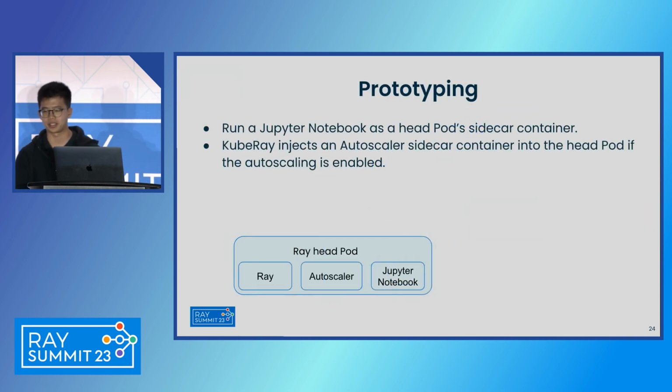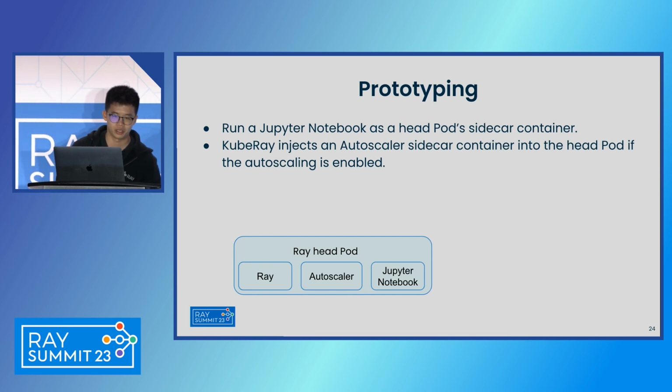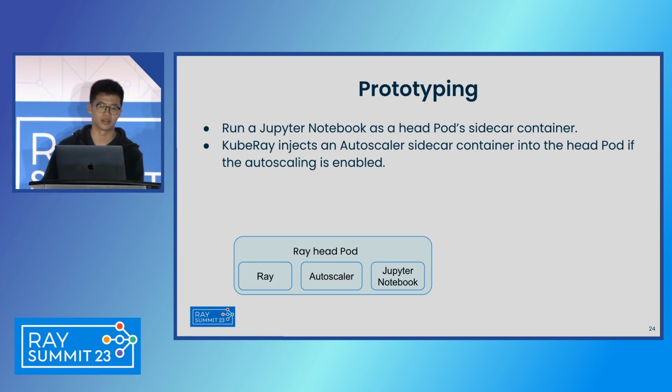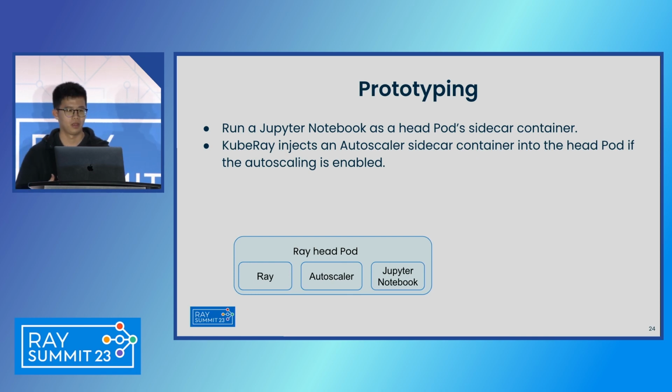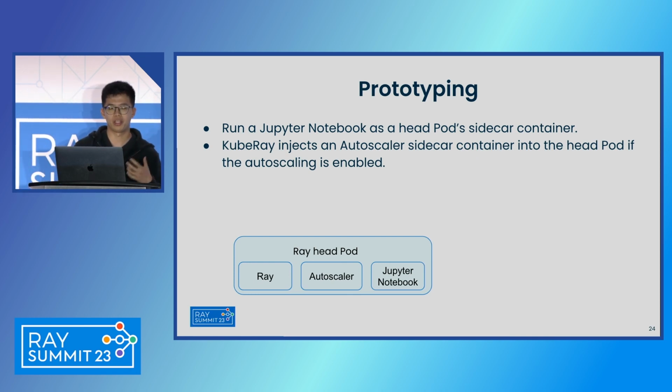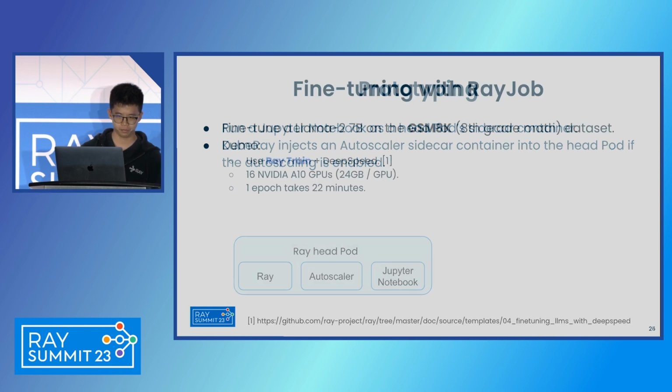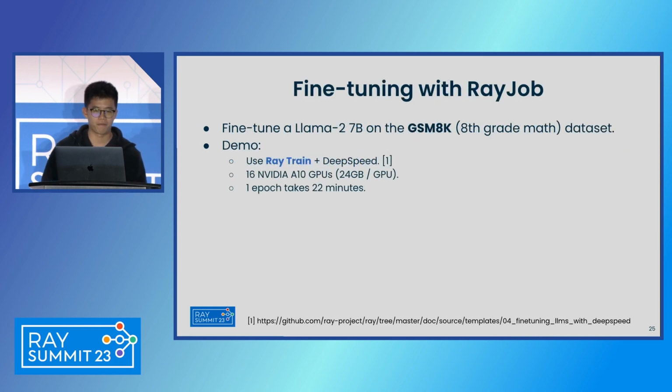Yeah, for the prototyping side, in this demo, we will not cover this part, but this is a recommended architecture. The first is that we typically recommend users run a Jupyter Notebook as a head pod sidecar container. And then we also recommend users enable the autoscaler, and the autoscaler will inject a sidecar container into the head pod.